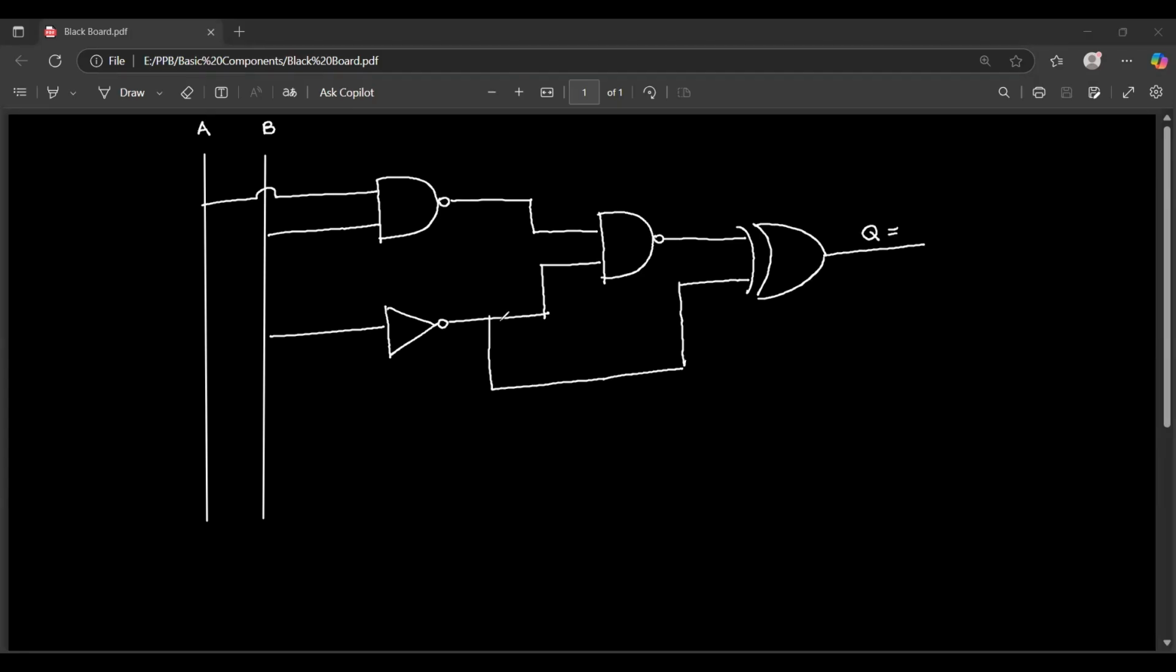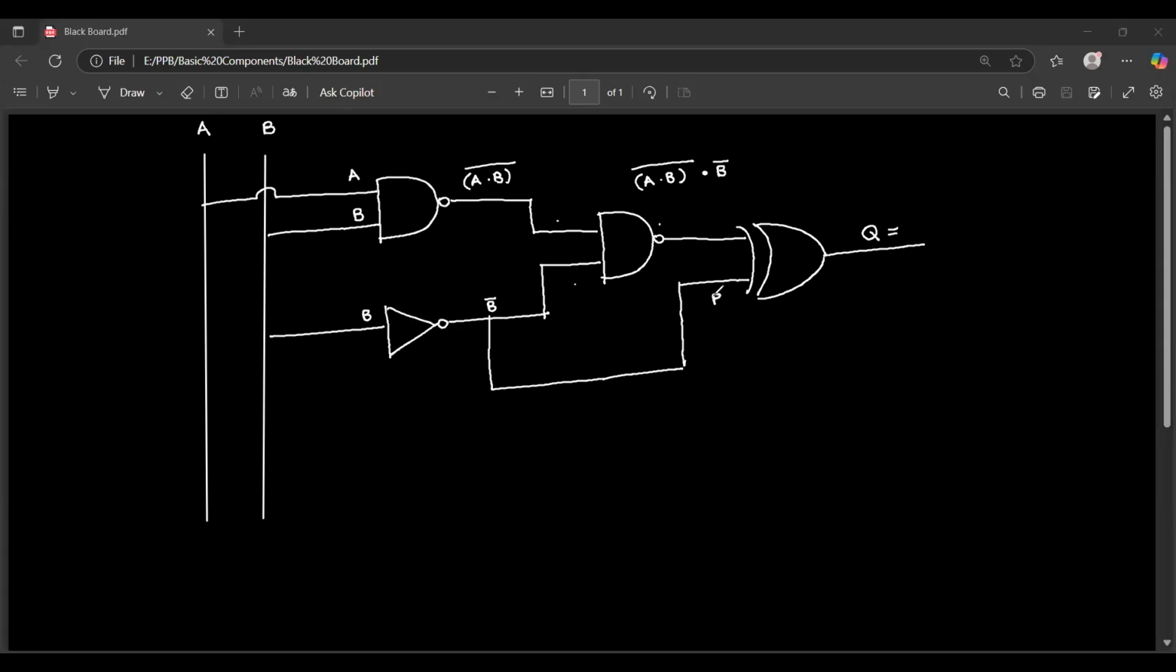How are we going to do this question? Well, straightforward. Here we have A, here we have B. So the output of the NAND gate will be A dot B whole thing bar. Here we have B, and this is B bar. Why? It is passed through a NOT gate. Now we have A dot B whole thing bar here, B bar here. So what will be the output here? It will be A dot B whole thing bar dot B bar.